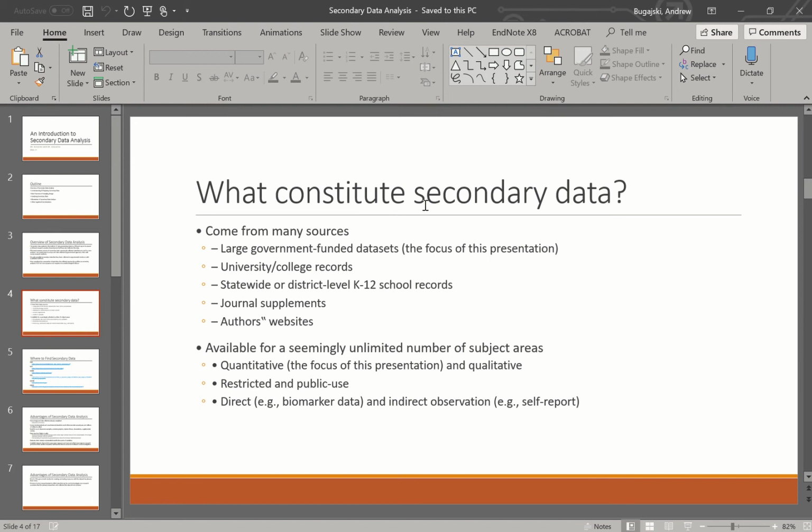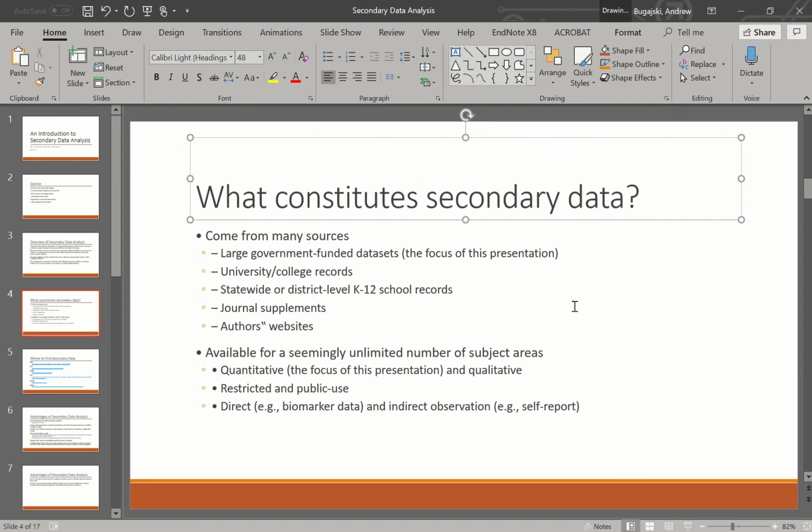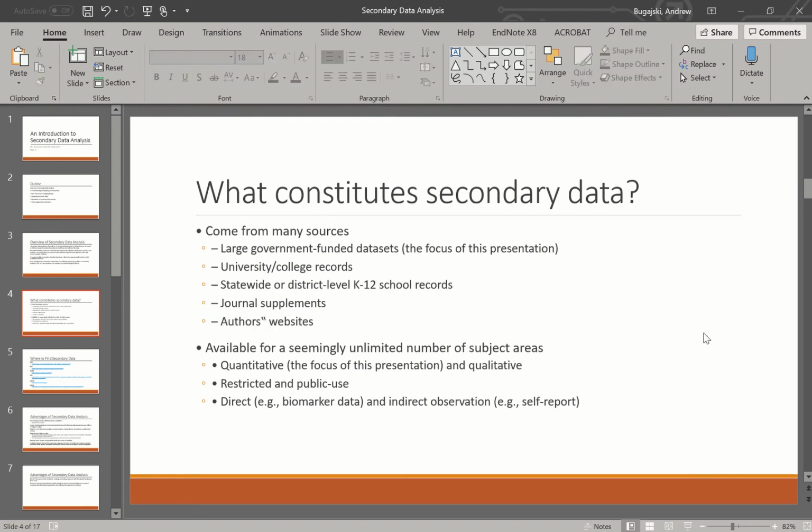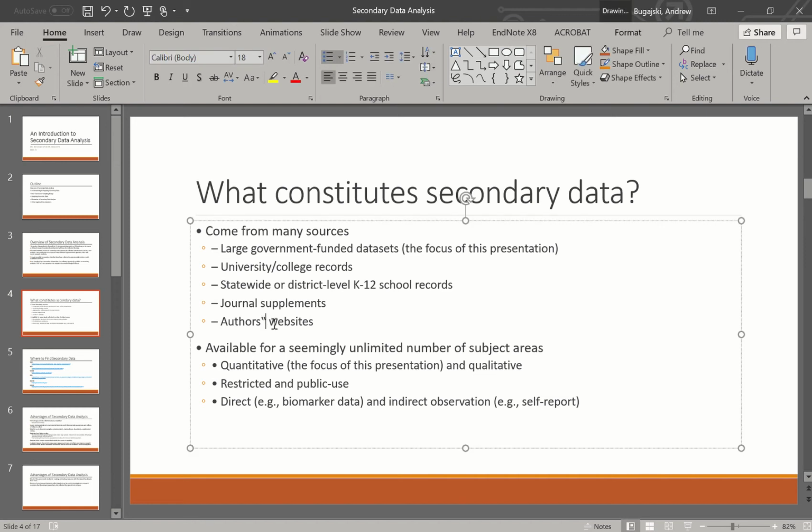So what constitutes secondary data? It comes from many sources, like I said. Government-funded data sets, which is kind of the focus of this presentation, university college records, lots of school systems, journal supplements will have some, textbooks, authors' websites. Look at all these stinking errors I made. And there are millions of different subjects, maybe not millions, certainly in the thousands. Different subject areas that you can find stuff in.